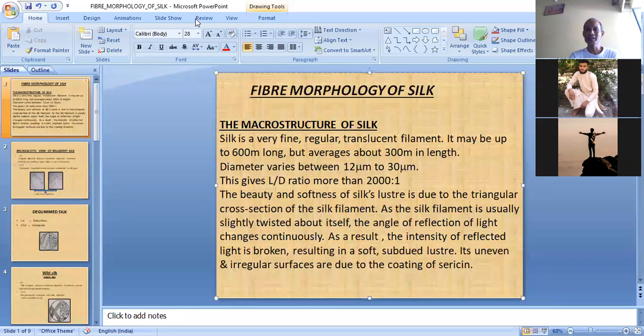Its uneven and irregular surfaces are due to the coating of sericin. जब तक sericin का coating होगा तो surface regular नहीं होगी, surface uneven होगी और irregular होगी. After degumming, when we remove the sericin part, it becomes a regular filament.